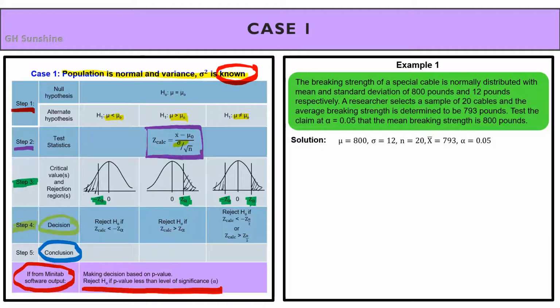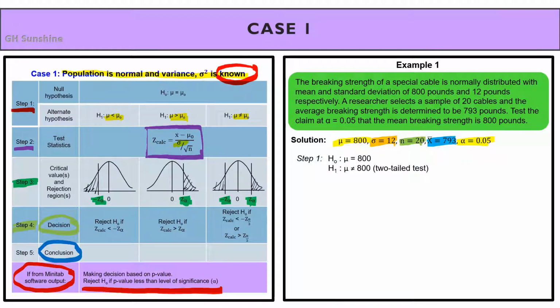Mu equal to 800, sigma equal to 12, and then sample size 20, sample mean 793, and last one, alpha equal to 0.05. First step, set up the H0 and H1.